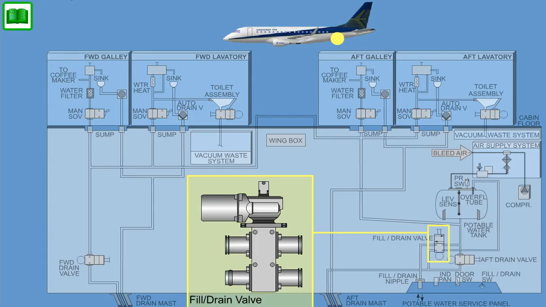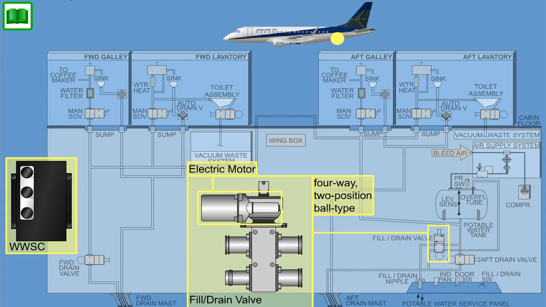The fill-drain valve allows filling, draining, overflow, and ventilation of the water system on ground. The valve is a 4-way, 2-position ball type that is operated by an electric motor. The valve is controlled from the water and waste system controller. The normal position of the valve in flight is closed. The valve includes a mechanical indicator of the valve position that may be used to manually open or close the valve in case of a fault condition.